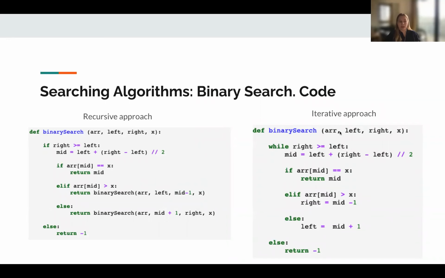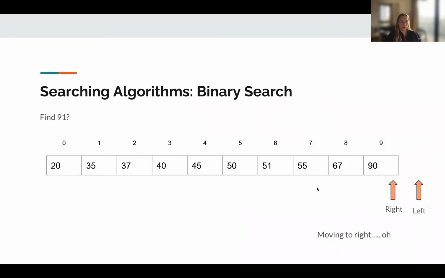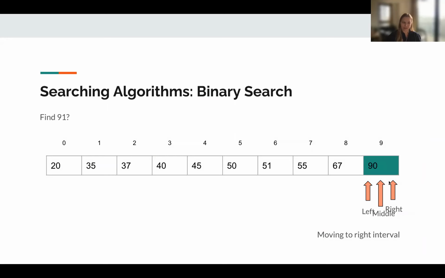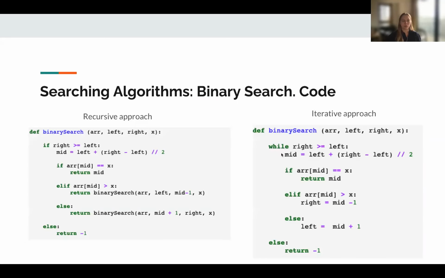So we pass the array, we pass the left and right elements, which will be 0 and 9 respectively in this example. And then we provide x, which would be, let's say, 40 again. So what happens? While our right arrow is still to the right, so it's not like this, but rather it is like this or like this, meaning that we have a valid interval, we find a middle. Then we compare if the element at the middle is the element that we are searching for, we return the index.